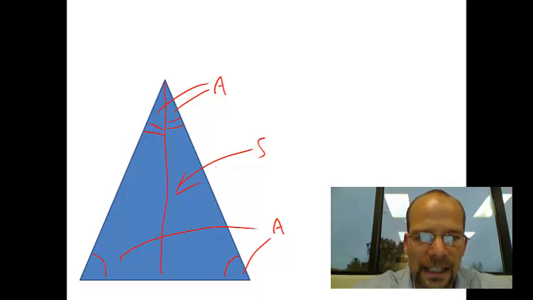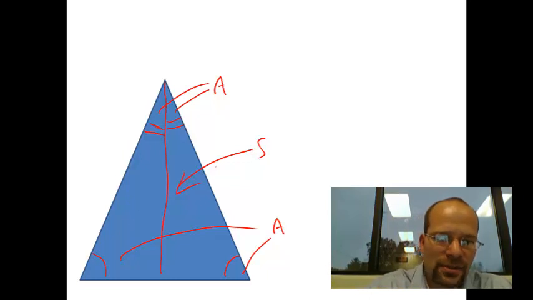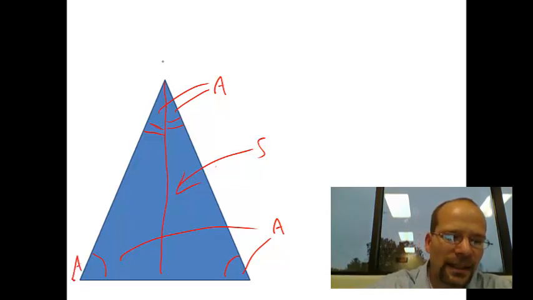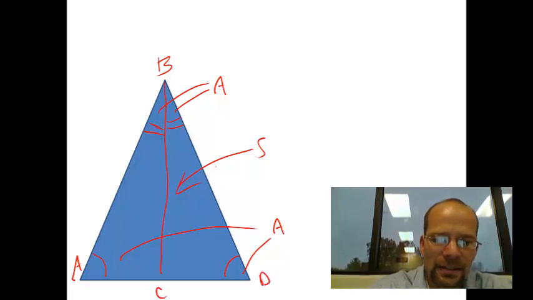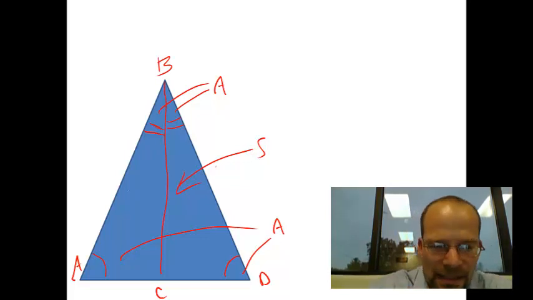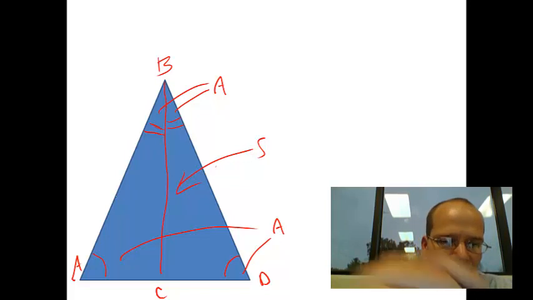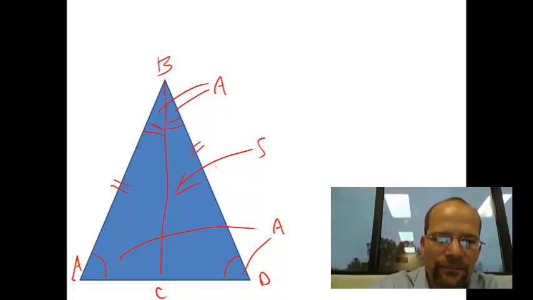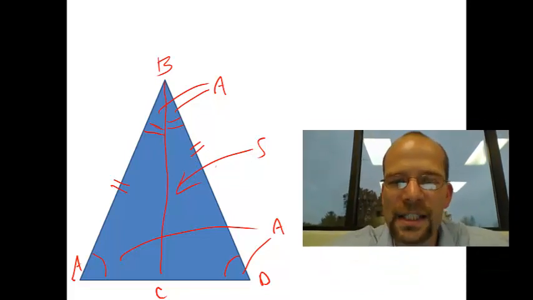Angle, angle, side. So by angle, angle, side, we know that these two triangles, and I'll label them this time, triangle ABC and triangle DBC, are congruent by angle, angle, side. And if they're congruent, then CPCTC applies. Corresponding parts of congruent triangles are congruent. Therefore, this must be congruent to this. And we've proven the converse of the isosceles triangle theorem.